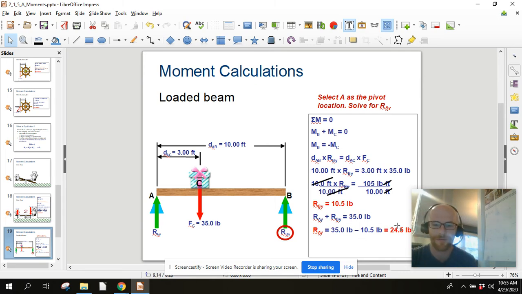So right now, you could see that the reactionary force at A plus the reactionary force at B has to equal 35. We know that the reactionary force at B is 10.5, then we know that we're left with 24.5 at A.